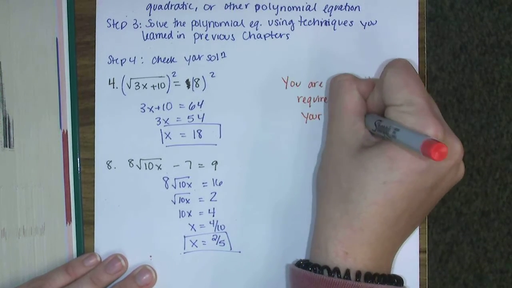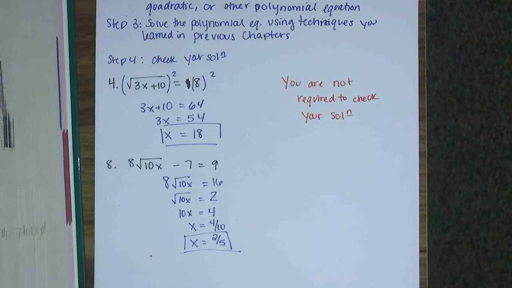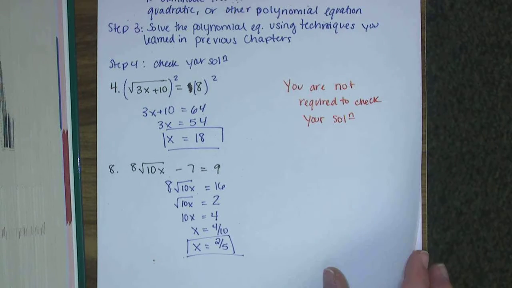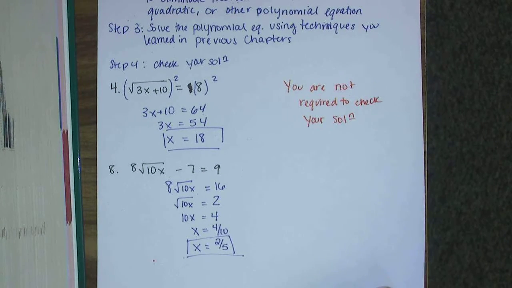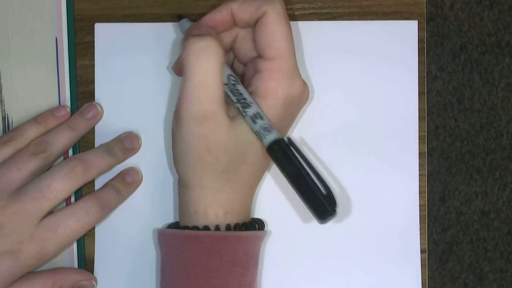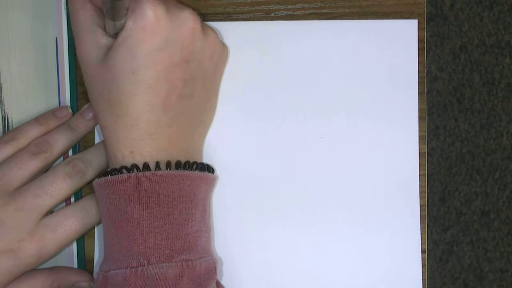Alright, you're not required to check your solution. So that's the square root type, having to square it. Now, moving on to 13 through 21. Let's see here. Start with 14, so I'm a little easier. 14. The cube root of x minus 16 is equal to 2.